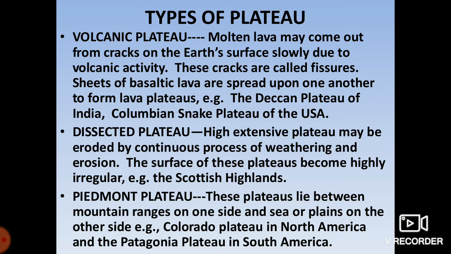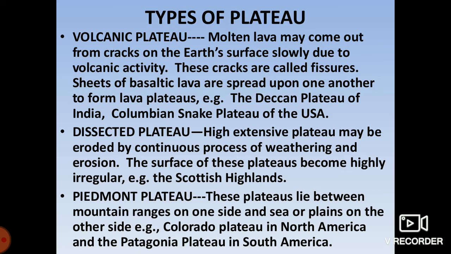Dissected plateau. A high extensive plateau may be eroded by the continuous process of weathering. Continuous breaking down of rocks is there, due to which, or due to erosion, the plateaus are dissected. So the surface of the plateaus is highly irregular. Irregular means they are uneven. The surface is uneven. So examples are the Scottish Highlands and Piedmont Plateau.